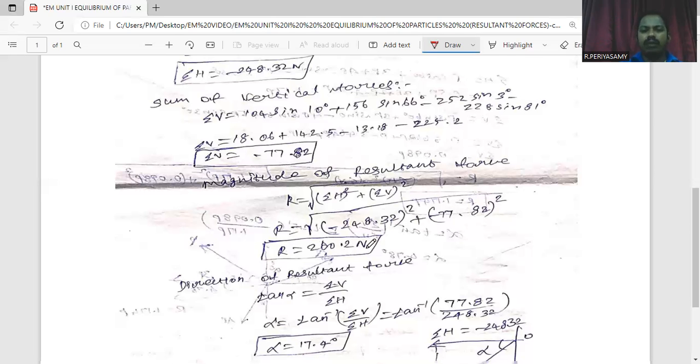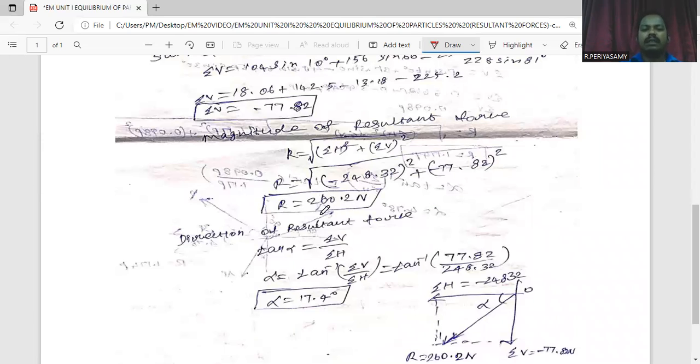Next, we have to find its direction. The formula for the direction of the resultant force is tan alpha equal to the sum of vertical components divided by the sum of horizontal components. So alpha equals tan inverse of the sum of vertical components divided by the sum of horizontal components. Substituting the values, tan inverse of minus 77.82 divided by 248.32. So finally, we got alpha value 17.4 degrees.